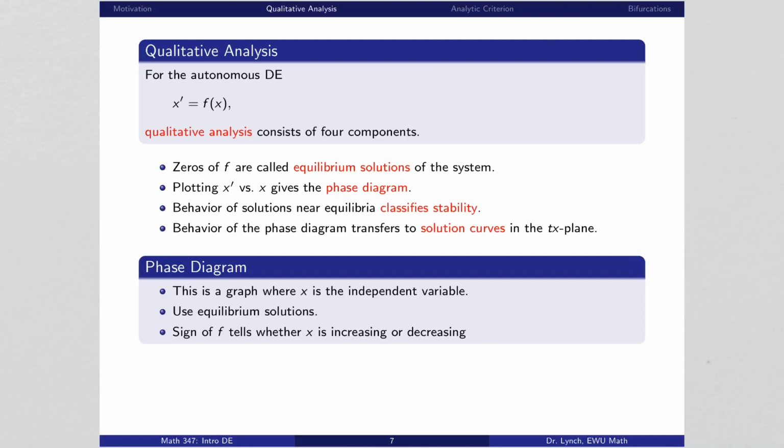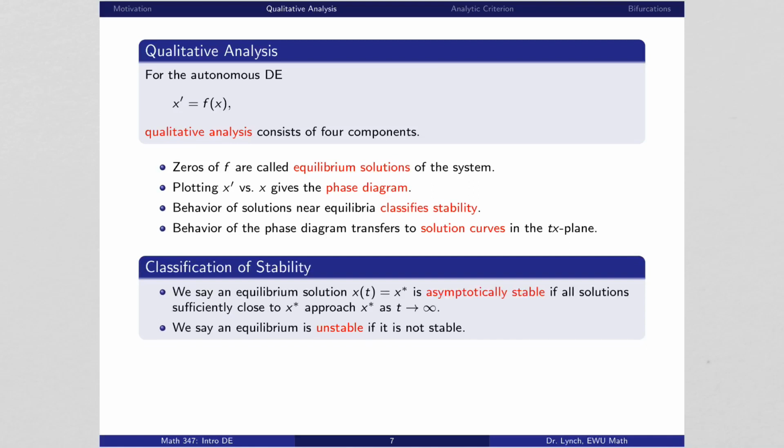Behavior of solutions near equilibria classifies stability. The technical definition, I've been saying stable, but the technical definition is actually asymptotically stable. For the purpose of this class, we're not going to discuss the difference between asymptotically stable and stable. We'll just call our equilibrium stable if any solution that starts close to an equilibrium solution approaches that equilibrium solution as time gets large. And finally, we say that an equilibrium solution is unstable if it's not stable.